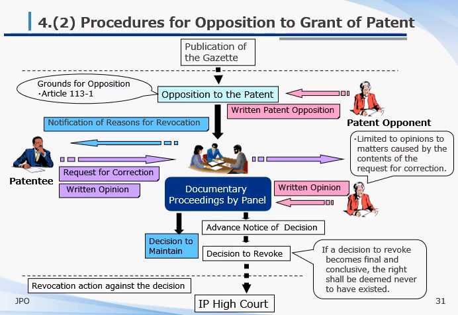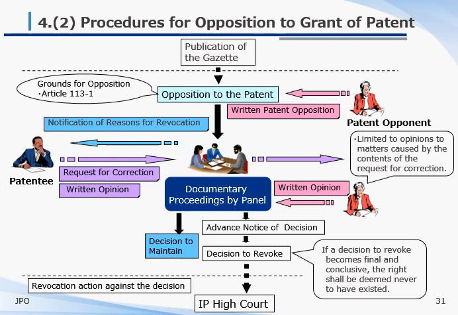Next is how opposition procedures are carried out. Procedures are basically similar to invalidation procedures. However, there are some differences between opposition and invalidation procedures. One different point is that oral proceedings are not conducted in an opposition. Another point is that, in opposition, a duplicate is also sent to a patentee. However, there is no need to respond at this point.